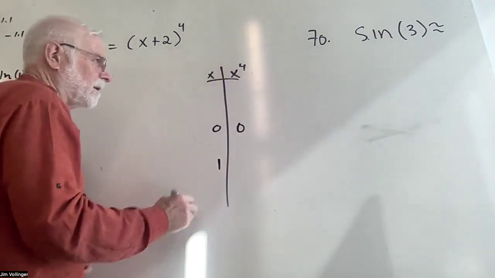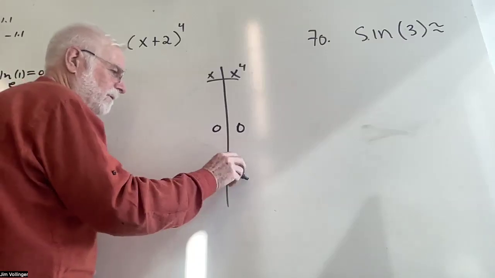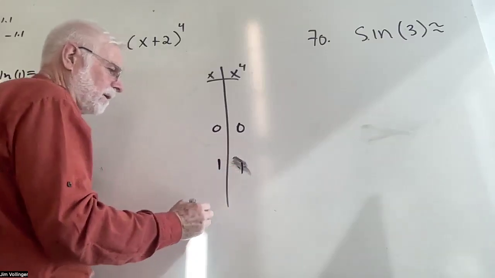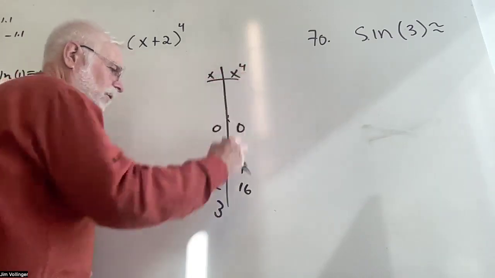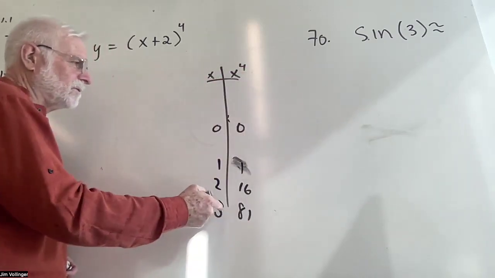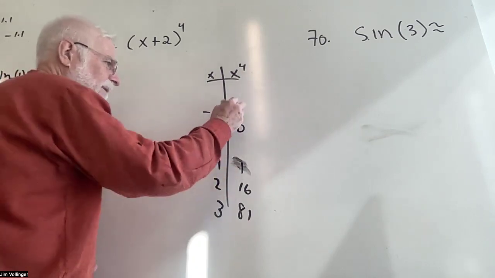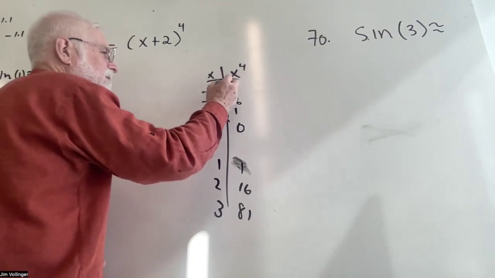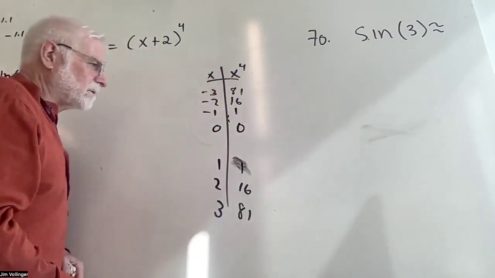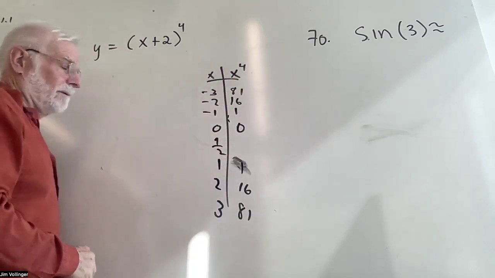So let's put 1 in. 1 to the 4th is, I almost said 4, is 1. How about we put a 2 in? 2 to the 4th is 16. 3 to the 4th is 81. We've worked with all those numbers. And -1 gets me the same answer, and -2 gets me the same answer, and -3 gets me the same answer as those. But what happens if I put a half in there?